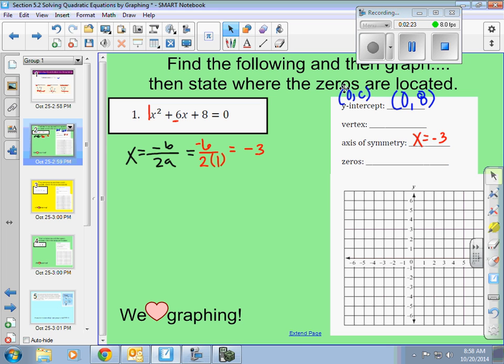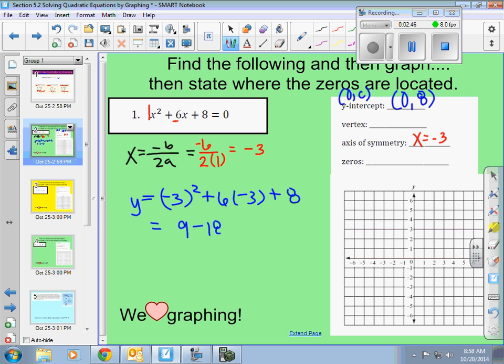And my vertex then, remember from yesterday, to find my vertex, I plug my axis of symmetry into my equation. So to find the y value. So y will equal negative 3, all of that squared, plus 6 times negative 3, plus 8. So this gives me positive 9, because negative 3 times negative 3 is positive 9. 6 times negative 3 is negative 18, plus 8. And remember, I add from left to right, so I get negative 9 plus 8, which gives me negative 1. Okay, so my vertex then is the ordered pair, negative 3, negative 1.